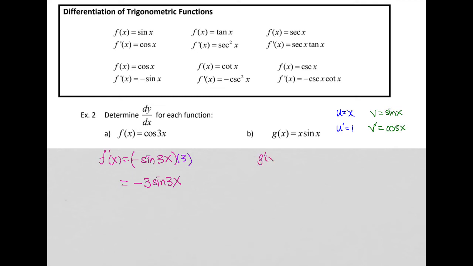So g prime equals u prime v plus u v prime. Let's substitute in. u prime is 1, v is sine x, plus u, which is x, and v prime is cosine x. Now my differentiation is done, so let's simplify it. So sine x plus x cosine x. Since there's nothing in common, we cannot factor them. So this is going to be your differentiation.